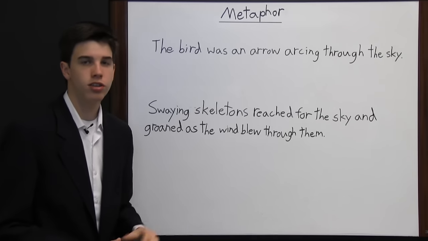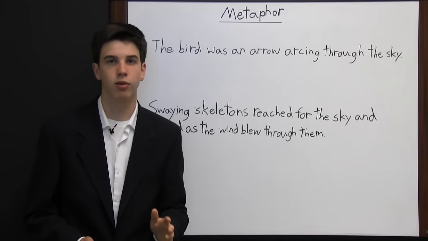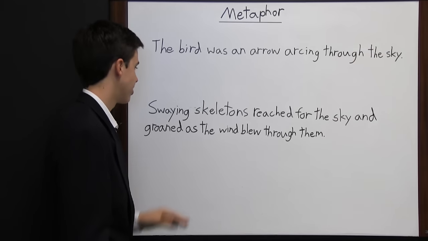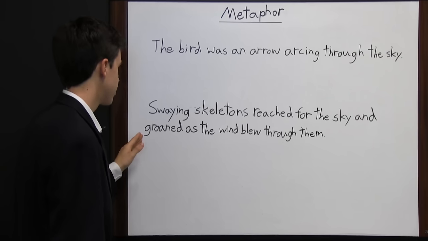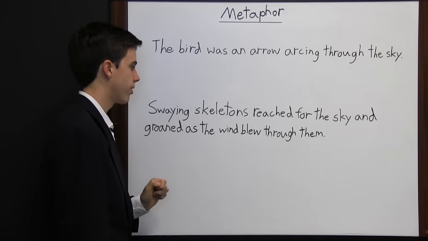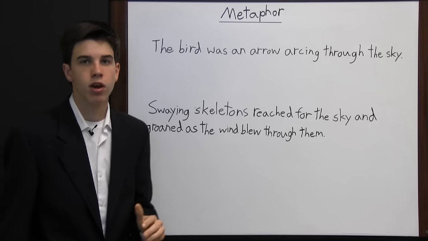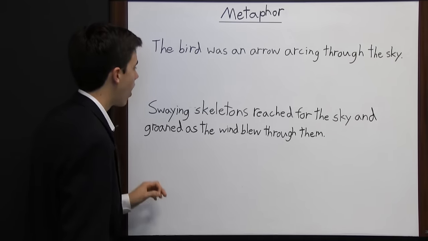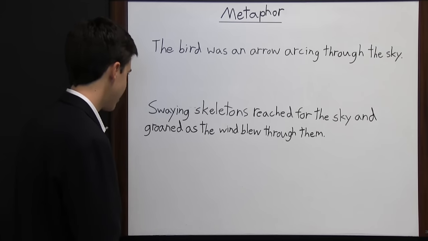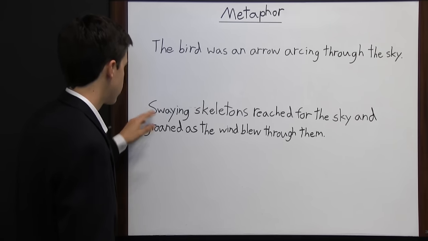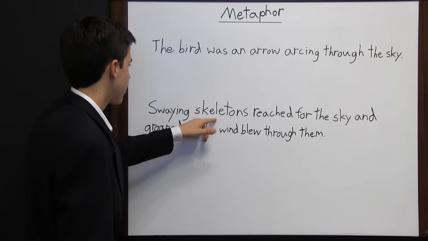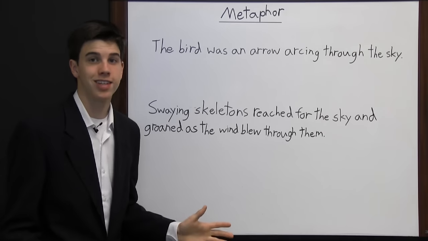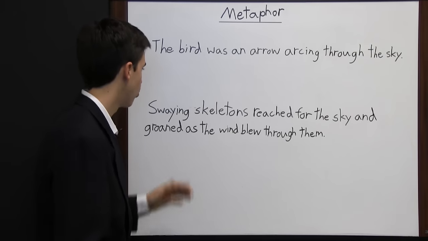Now, sometimes authors use metaphors, but they don't directly tell you what they're talking about. Here, we knew that the author was talking about a bird, but look at this sentence. "Swaying skeletons reached for the sky and groaned as the wind blew through them." Here, we don't know exactly what the author is talking about, but we can infer that the author is talking about trees, because it would make sense that trees would sway back and forth, and that maybe at this point it's in the winter and the trees don't have any limbs, so it's just like the skeleton of a tree, and it's swaying back and forth.